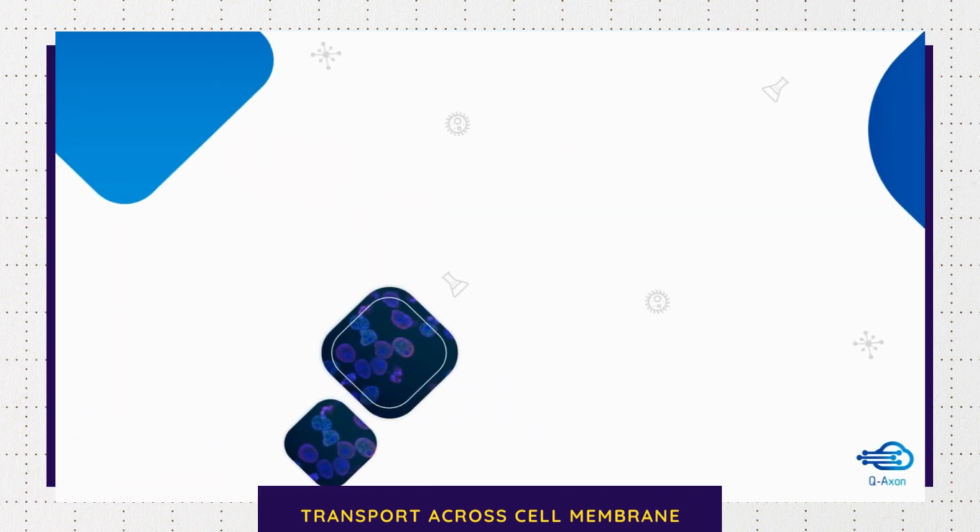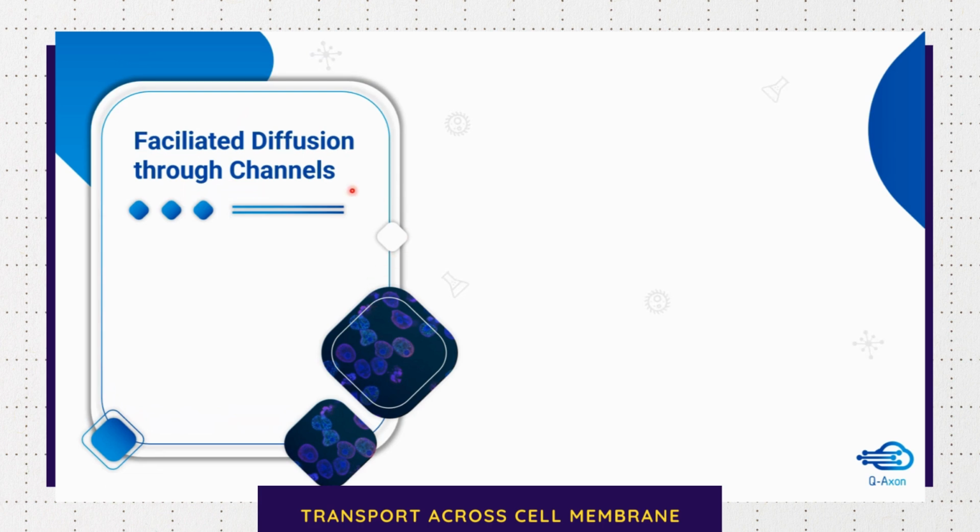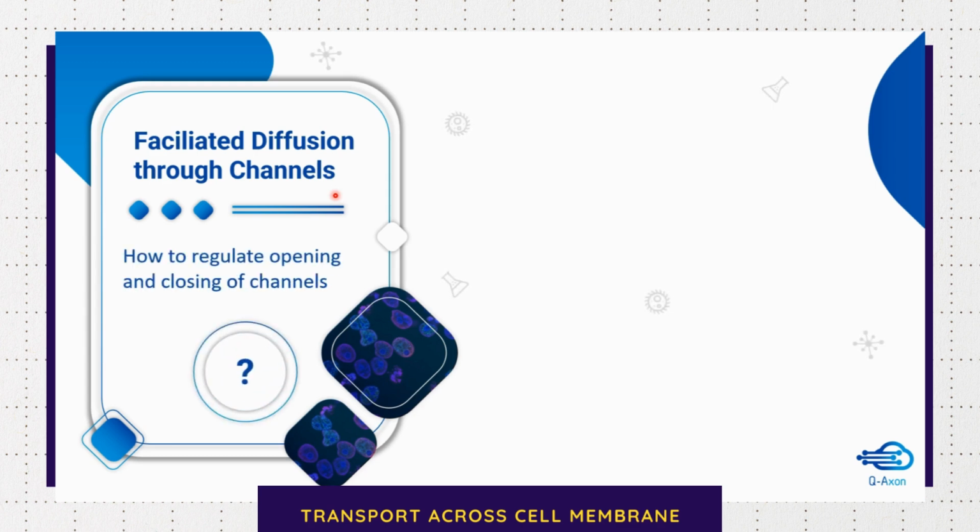Now, when we consider facilitated diffusion through channels, we have to see whether these channels are always open or there is something which can regulate the opening or closing of these channels. So, what are the factors which regulate opening and closing of channels? There are various ways. So, the first method is voltage gated. That means these channels are gated by the voltage.